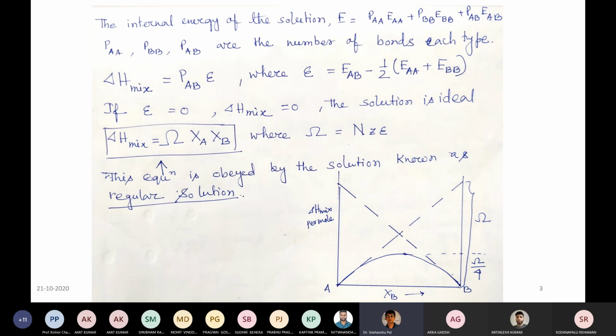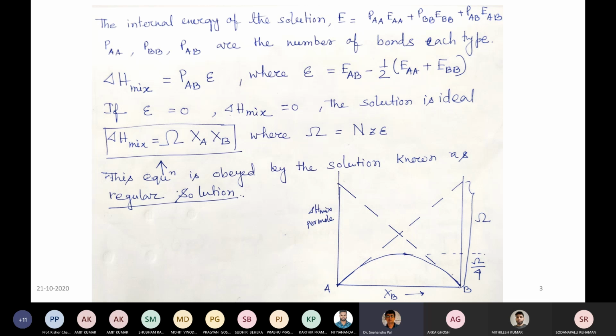And if you want to understand the entropy of mixing in such cases, we have to find out PAB, the number of AB bonds. What will that be? It is the Avogadro number N multiplied by Z, where Z is the number of bonds per atom, and by the individual mole fractions of the A and B components, XA and XB. If you do that, then only you can get the number of possible AB bonds.